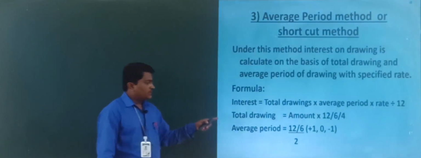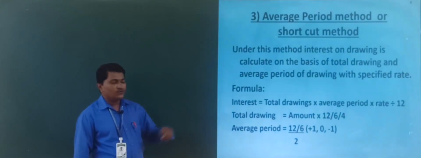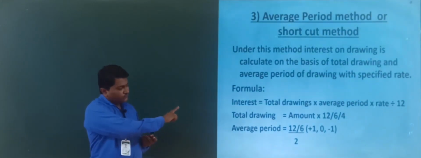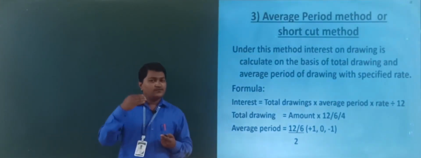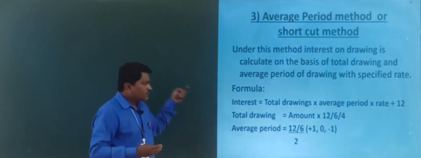So here, average period: if it is full year you take 12, if it is half year then you take 6. To these either you plus 1, plus 0 or minus 1. Now when plus 1, when plus 0 and when minus 1, we discuss here.